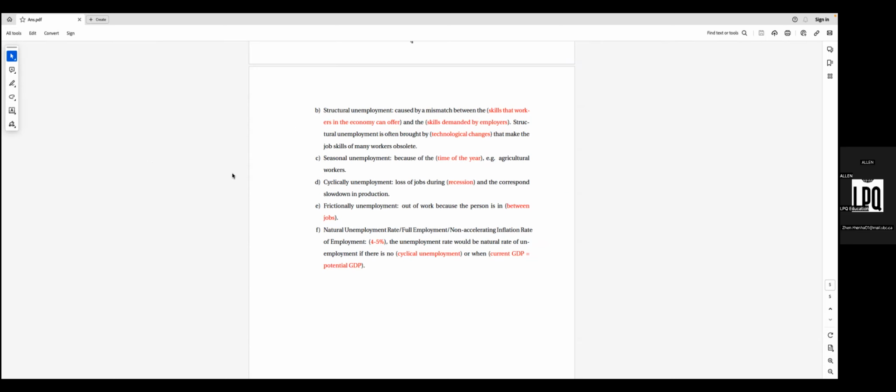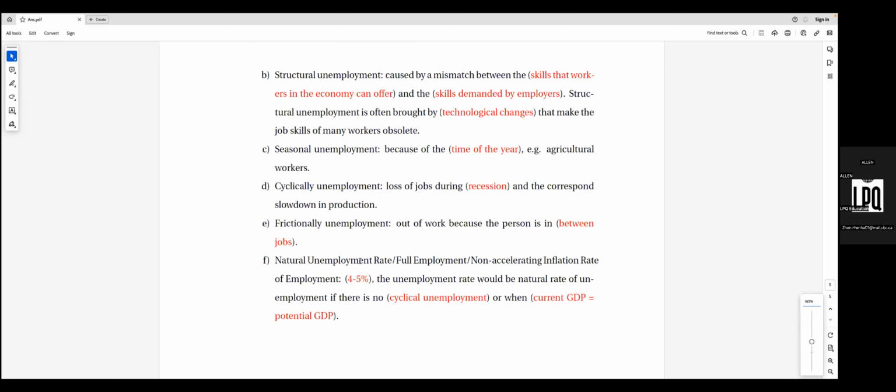Instead of 0%, what we want is called the natural rate of unemployment. The natural rate of unemployment can also be called the full employment rate. You need to memorize these two terms, and know that they are actually the same thing. In some old-fashioned textbooks, the natural rate of unemployment is also called the non-accelerating inflation rate of unemployment, but this term is too long and you can ignore it. You need to memorize the first two. The natural rate, to be more specific, is around 4 to 5%.